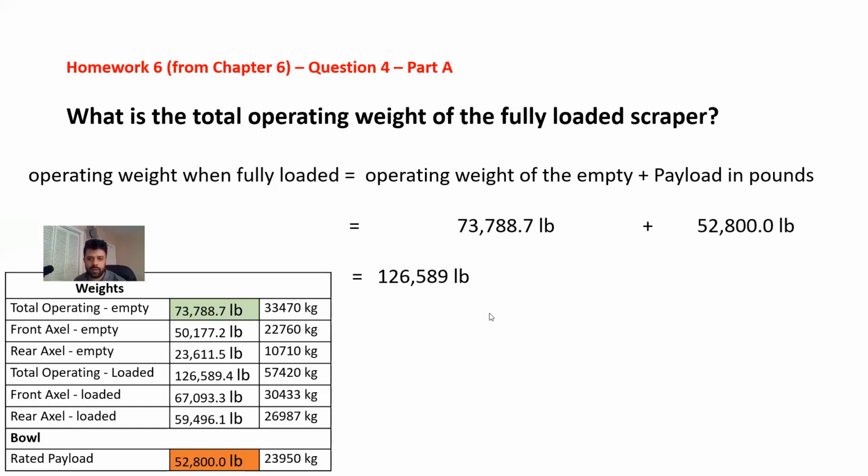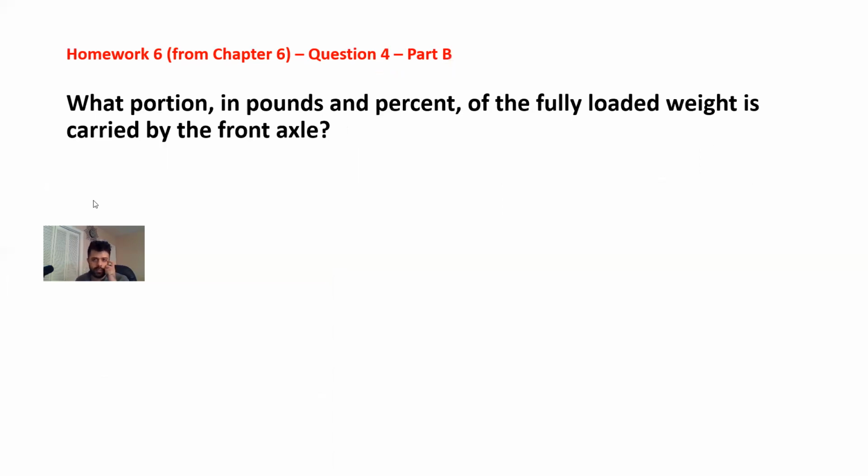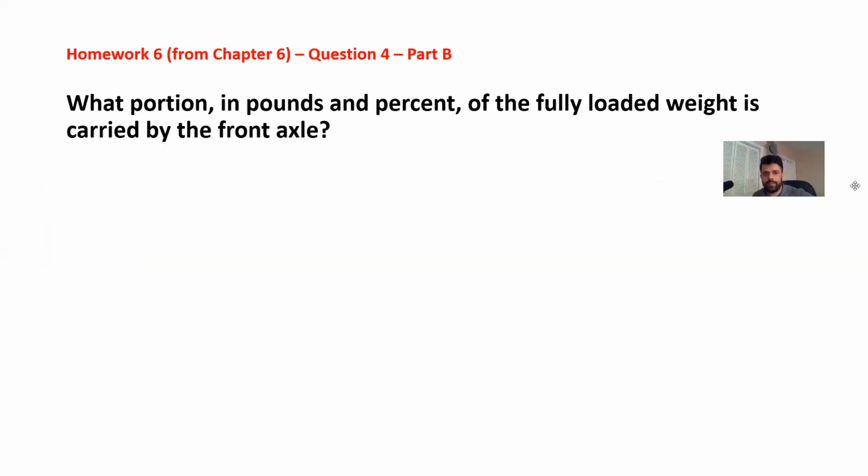126,000, almost 126,000 pounds. Now, why do we need it? Because we will probably be working with the pull the machine can generate. What portion in pounds and percent of the fully loaded weight is carried by the front axle?